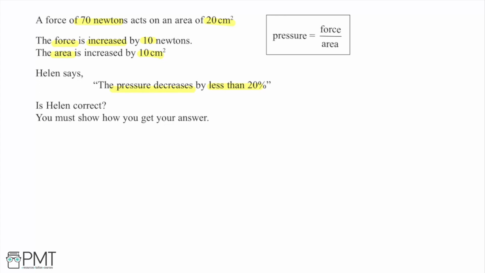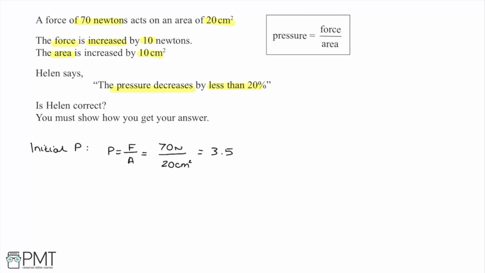So if I start by working out the initial pressure, pressure is equal to force divided by area. The initial force is 70 newtons, and the initial area is 20 centimetres squared, and that gives us an answer of 3.5 newtons per centimetre squared. Because the units are going to be the same, we don't really need to work with them for this comparison.